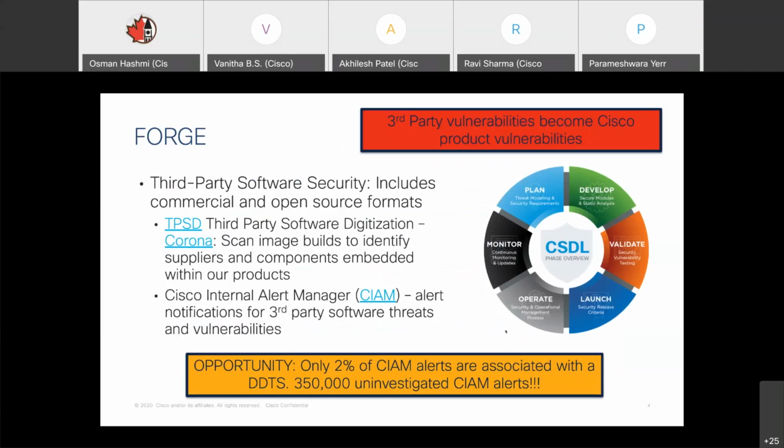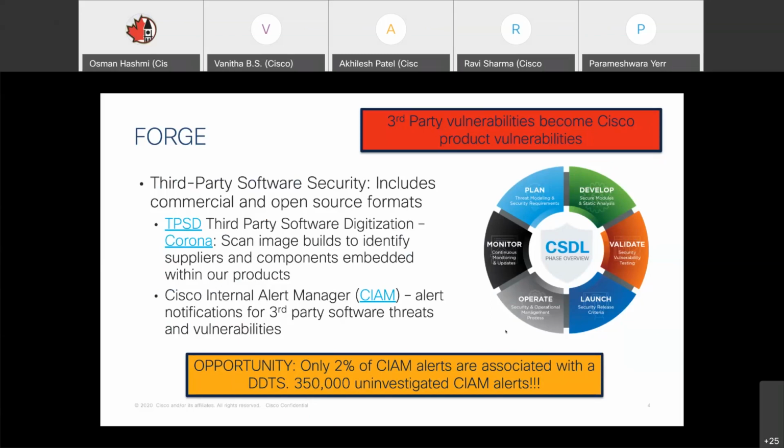Now, the one thing that is related to the CIAM is that these are the third-party vulnerabilities, right? Any third-party vulnerability is going to become a product vulnerability if you don't fix it. So something was known, we built a line card or implemented a feature, and we never tested it for that particular vulnerability. It's going to carry over into our code, and the end customers are going to get exposed, right? So the whole point of this internal alert manager is to notify for third-party software threats.